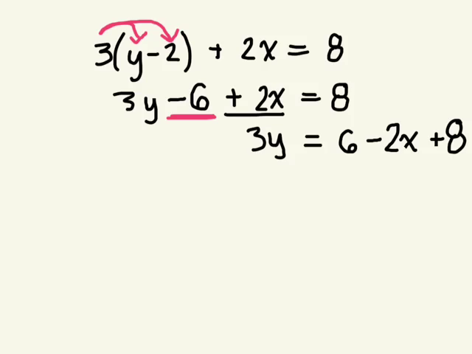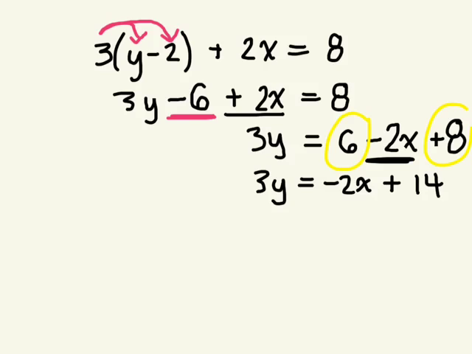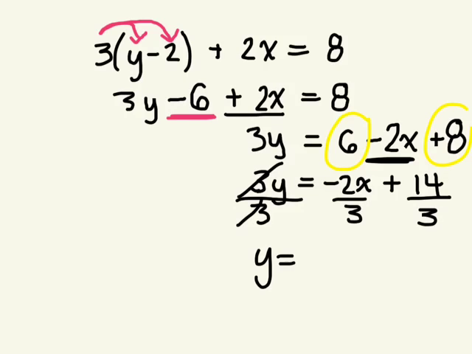Can you combine anything on the right side? Do you have any like terms, Michael? Good, we have a 6 and an 8. What's 8 plus 6? 14. So I'm going to leave this -2x, and 6 plus 8 is positive 14. Almost there. How do I isolate y? Divide everything by 3. Cancels out. Y equals -2 over 3x. We'll leave that as a fraction. Plus 14 over 3. We can leave that as a fraction as well.